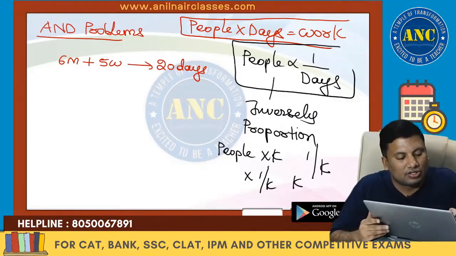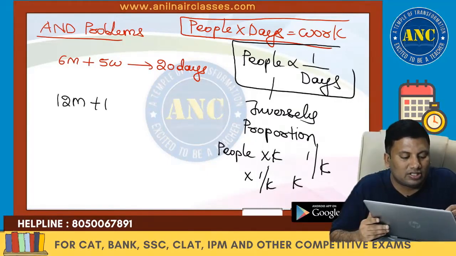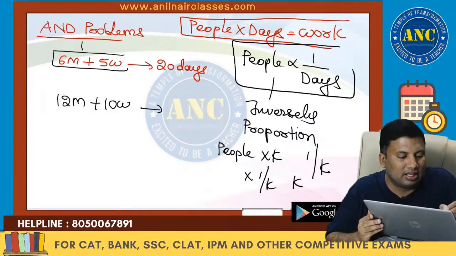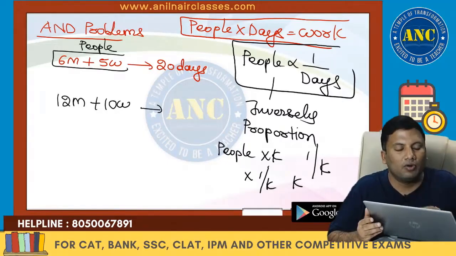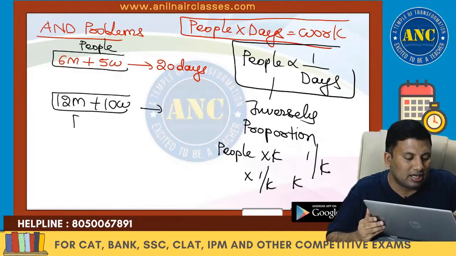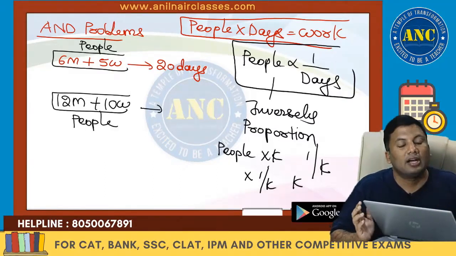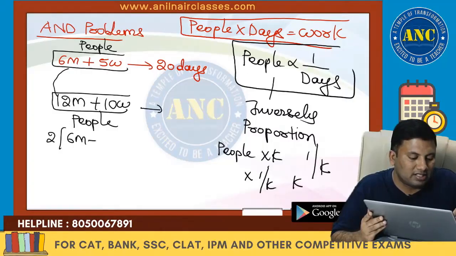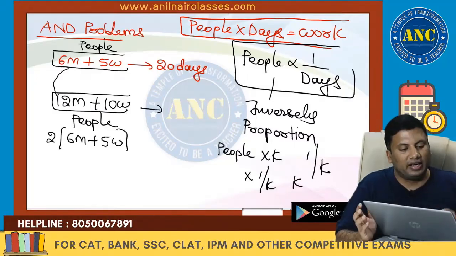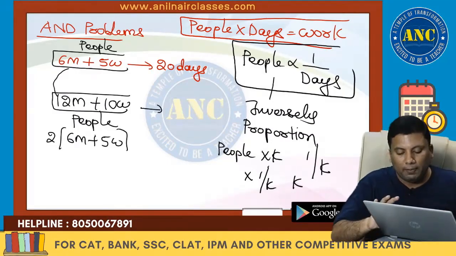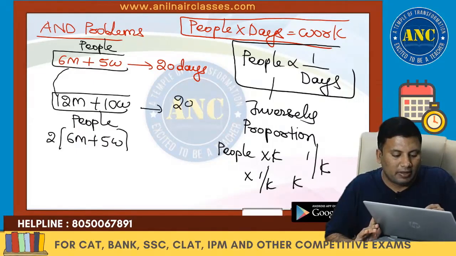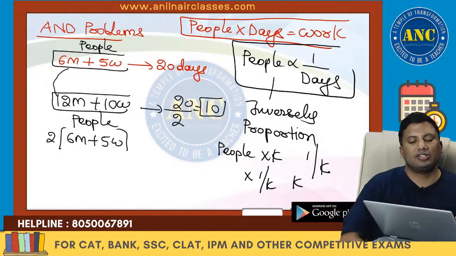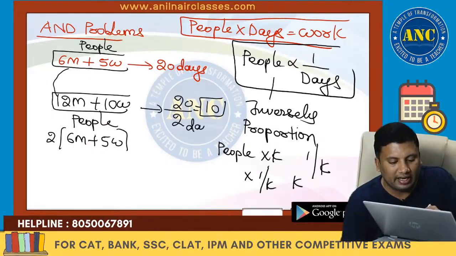Suppose it is 12 men plus 10 women. These are total, the people who are working. Are you all with me? Now, if you observe carefully, these are nothing but 2 into 6m plus 5w. People became double, so days become half. 20 by 2, the answer is nothing but 10 days.